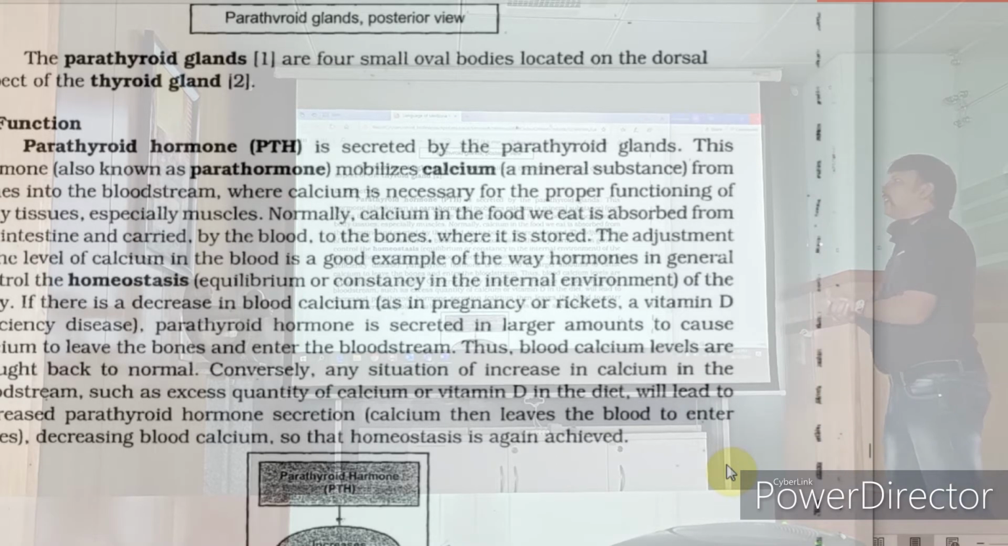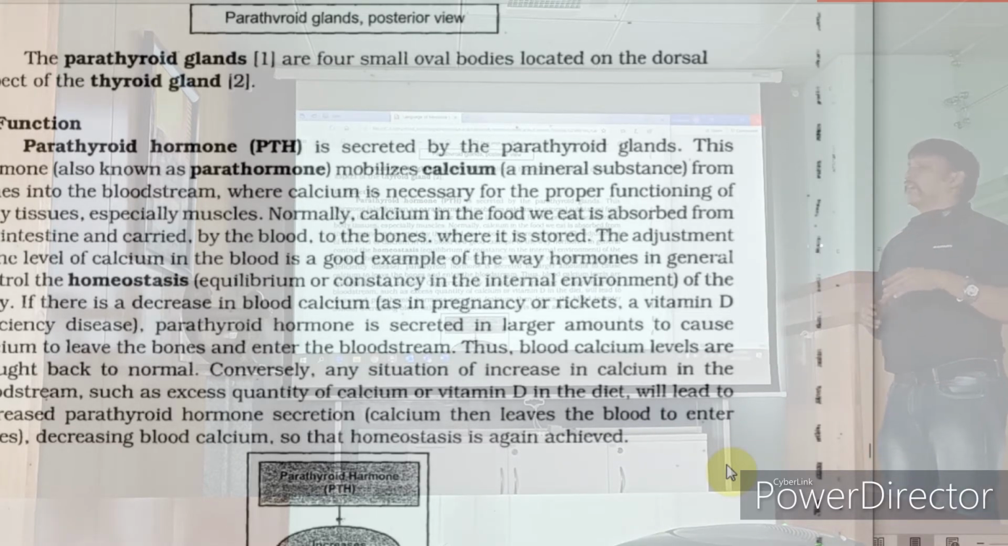If there is a decrease in blood calcium, as in pregnancy or rickets, vitamin D deficiency can happen. Parathyroid hormone is secreted in large amounts to cause the calcium to leave the bone and come into the bloodstream. Super, no? If there is a shortage, these fellows will get into action. Thus the blood calcium level is backed by 2 hormones. At the same time, if there is an increase in the calcium in the blood, such as an excessive quantity of calcium or vitamin D in the diet, it will lead to decreased parathyroid activity.